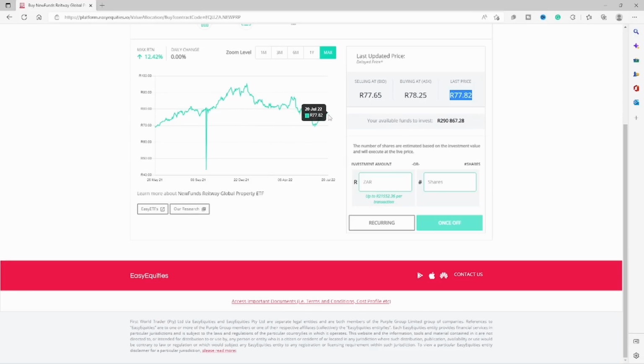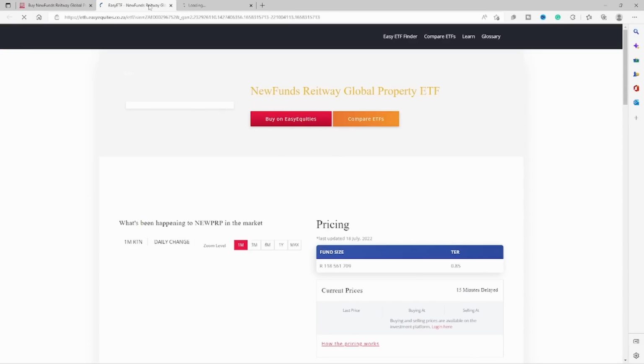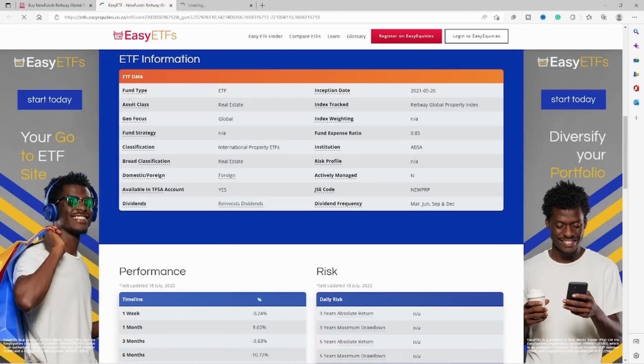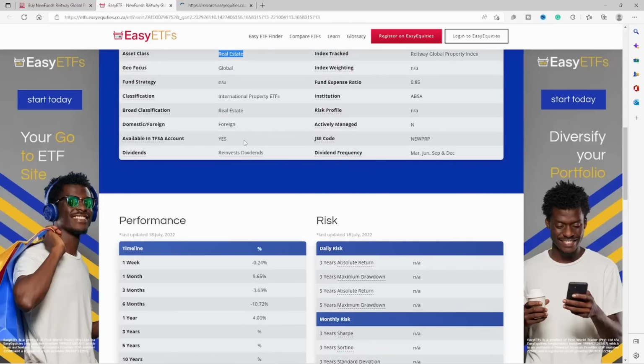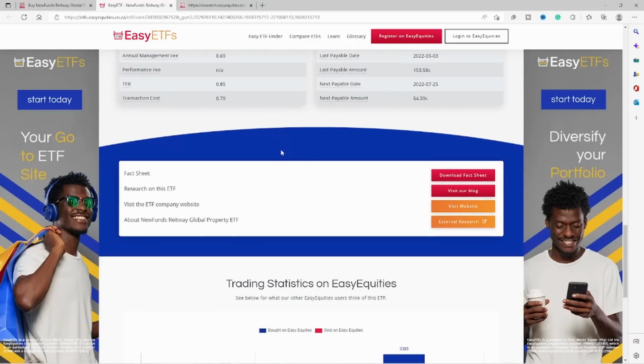But basically, we are planning to invest here, okay? So what we're going to do is check out what this ETF entails, so that we can know what we are investing in. So let's see, ETF information, fund type, ETF, inception date, asset class, it's real estate. So you know that with property, you're going to make money, especially as a South African, and it's a global ETF.